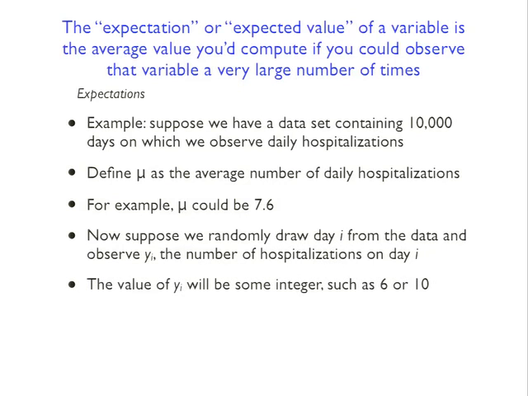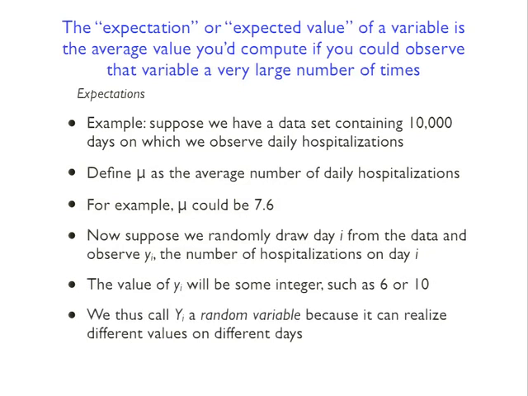And it can take on a lot of different values. So even though the mean, if you round it off to the nearest integer, would be 8, you don't expect that on any given day the number of hospitalizations you observe is always 8. So because of that fact, we call y a random variable because it can realize different values on different days. So some days have more hospitalizations, some days have fewer hospitalizations.